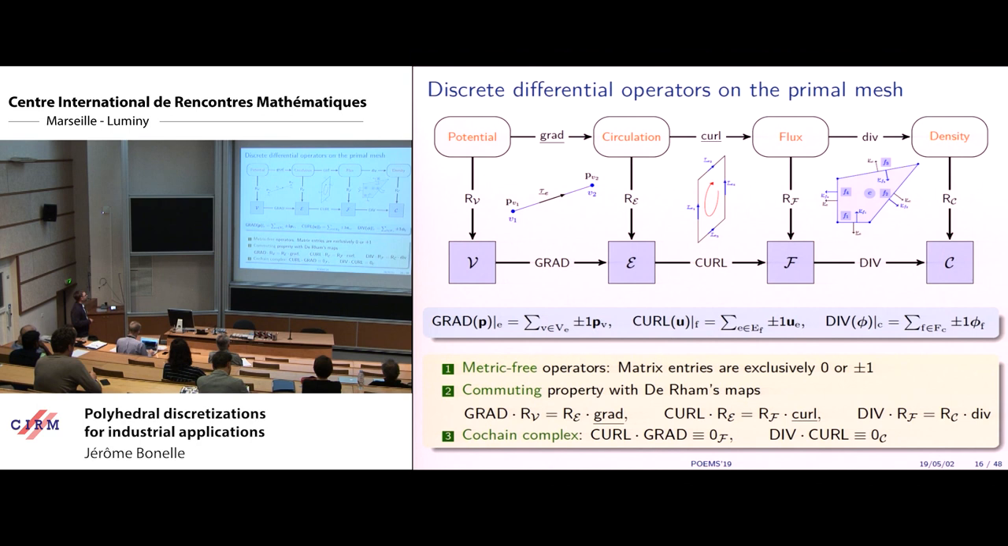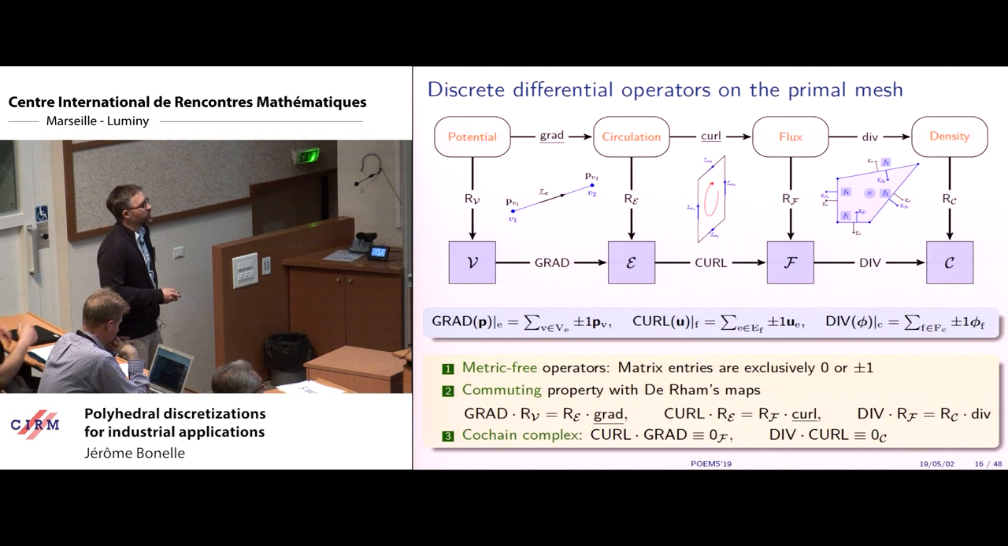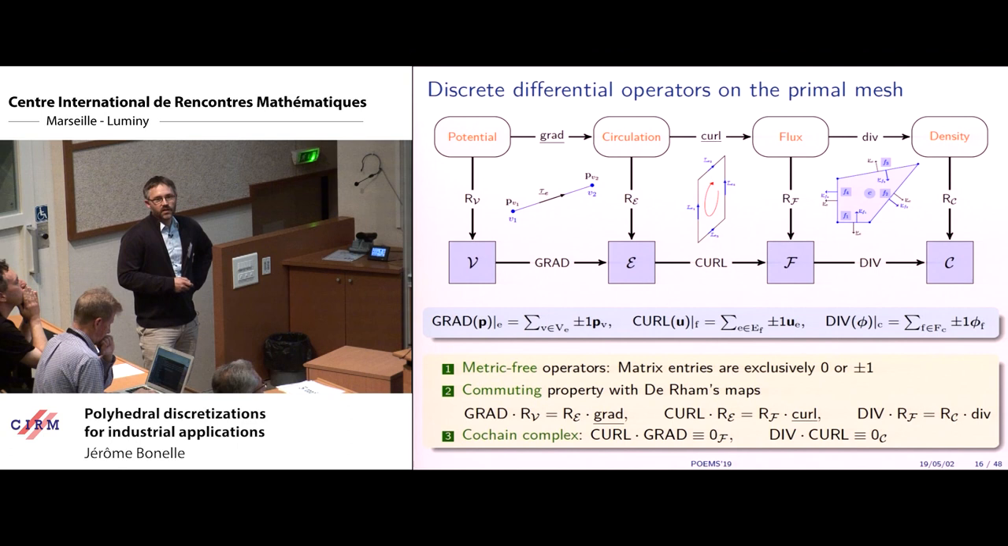And another point is that we also recover the exact sequence from the continuous level at the discrete level, thanks to these commuting diagrams. So that means that the curl of every discrete gradient will be zero, and the divergence of every discrete curl will be zero.